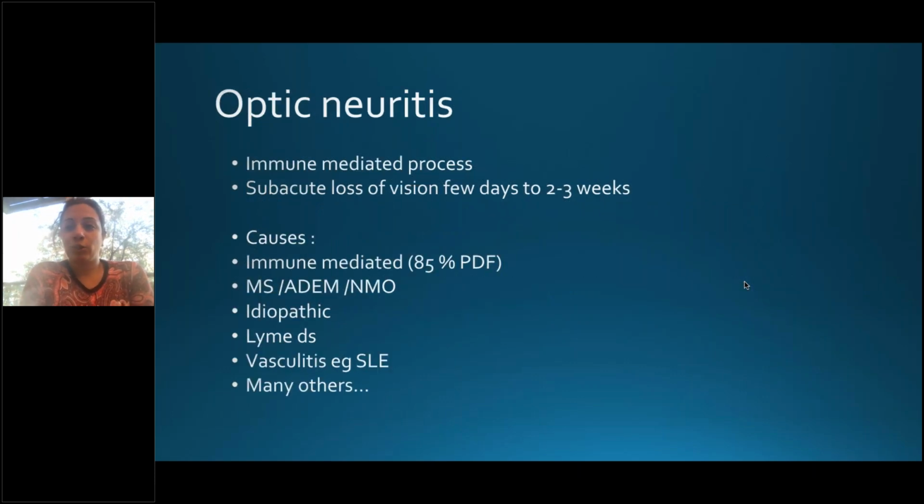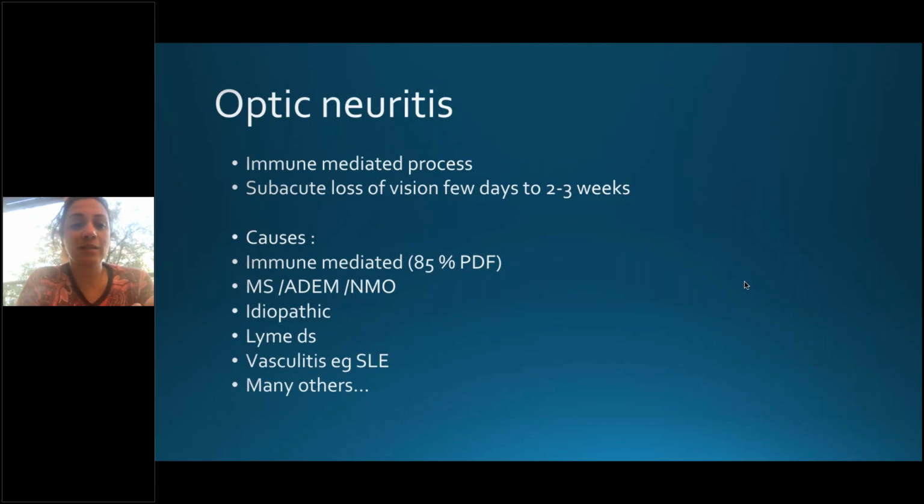So a few slides about optic neuritis before we start our quiz. Optic neuritis is also an immune-mediated process. You have a subacute loss of vision. This occurs within a few days and up to 2 to 3 weeks. In 85%, there's a predisposing factor, as I said, an infection or an immunization. So similar to the things we were mentioning in ADEM.